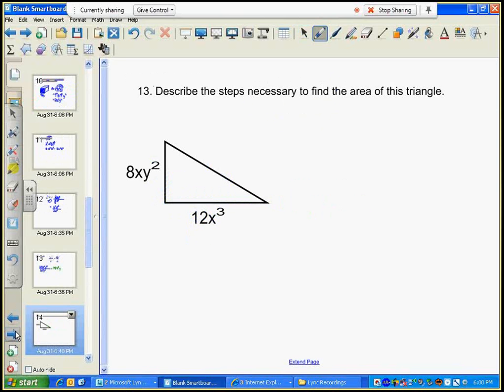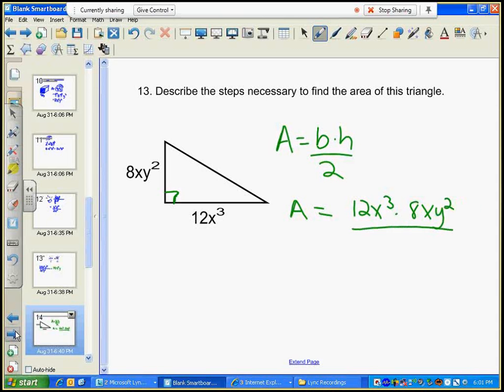I'm going to find the area of this triangle. My formula for area of a triangle is base times height over 2. And for this problem, I will tell you that it's a right triangle, which means this is my base and this is my height. So my area is 12x cubed times 8xy squared all over 2.